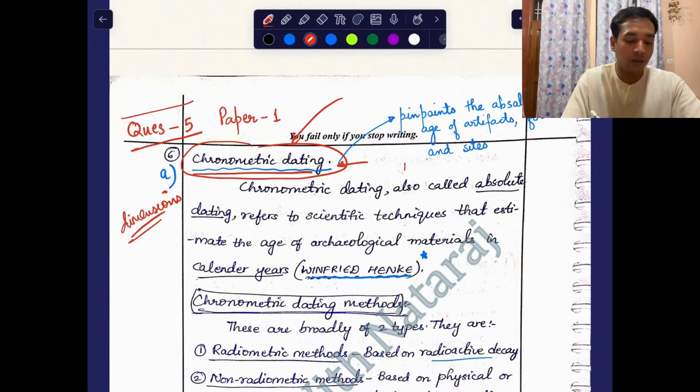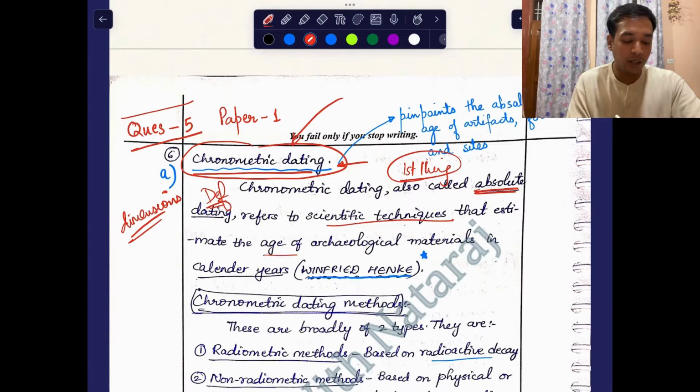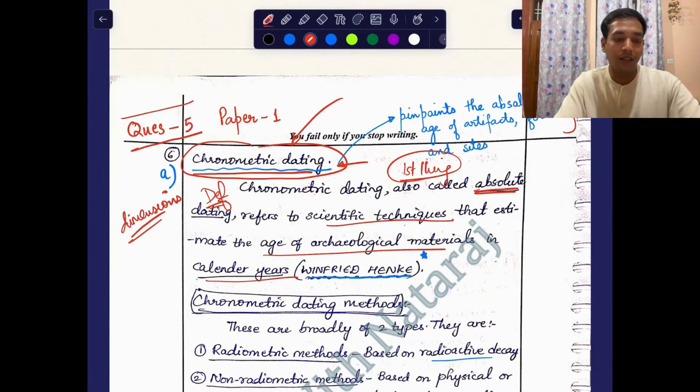So first thing that we have to do is definition. We will be saying that chronometric dating is also an absolute dating. It refers to scientific techniques that estimate the age of archaeological materials in calendar years. So basically it pinpoints the absolute age of artifacts, fossils or sites, that is what chronometric dating does. So it's a scientific technique of finding out the absolute age of a fossil.